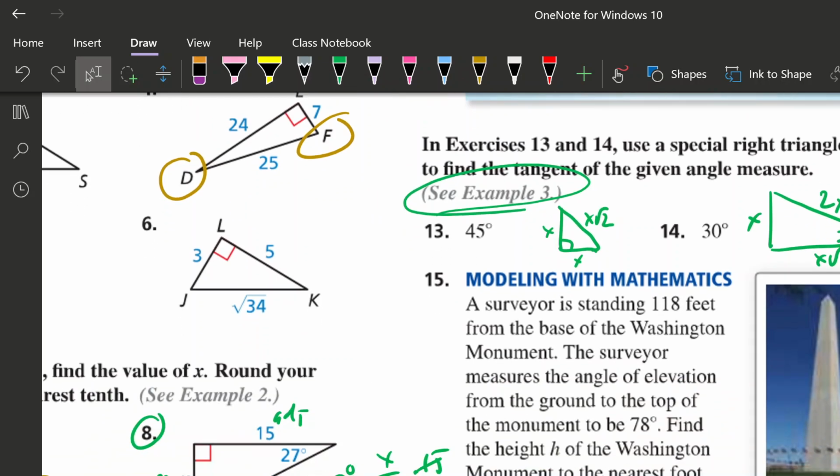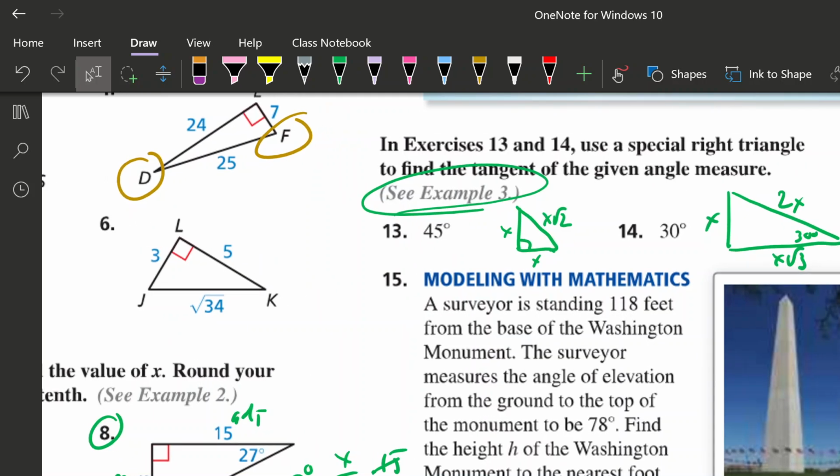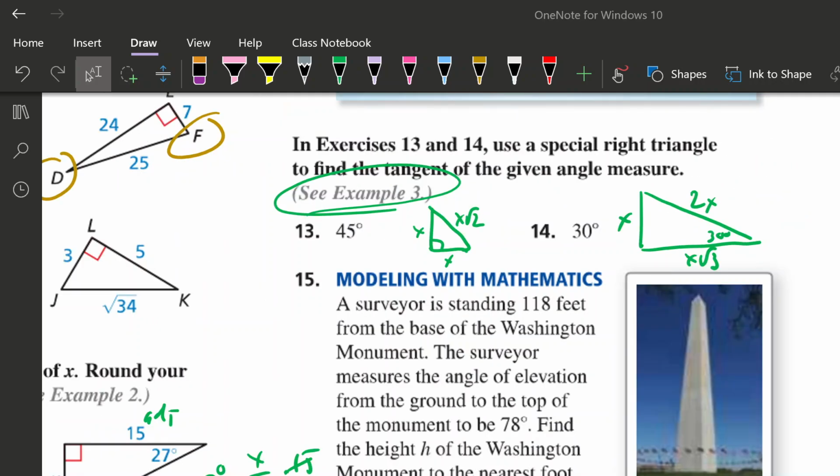Okay, 15. A surveyor is standing 118 feet from the base of the monument. So for 15, make sure you've got some paper out, I should mention that. You've got your monument here. There's the monument. There's your ground. You've got an angle of elevation going up over here. That's 78 degrees, even if I didn't draw that very well.